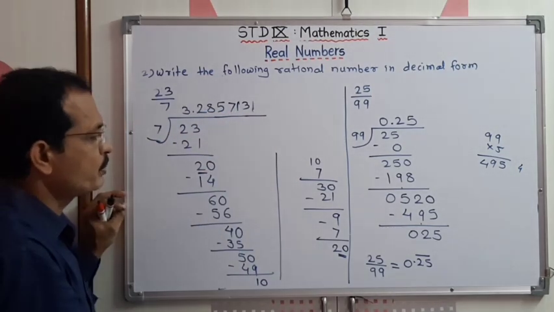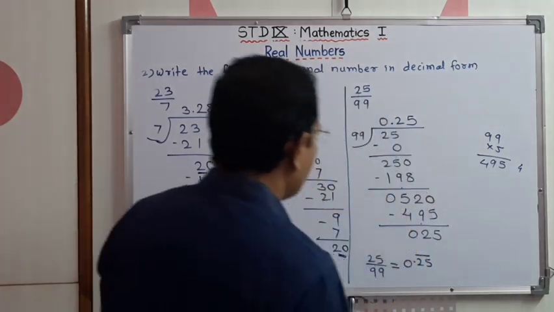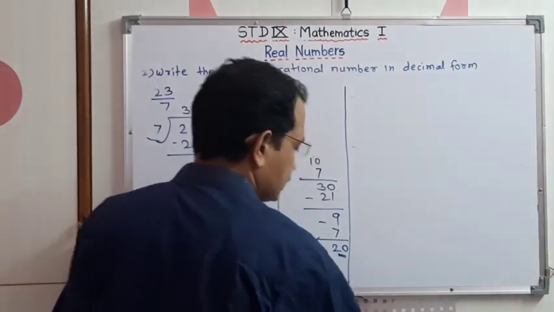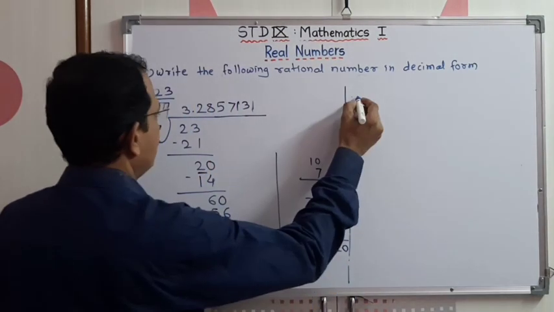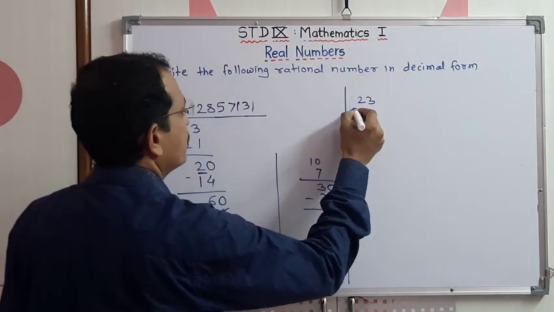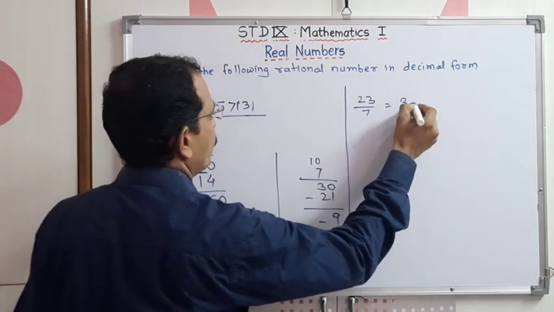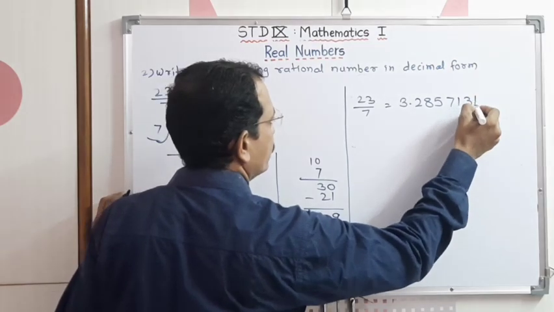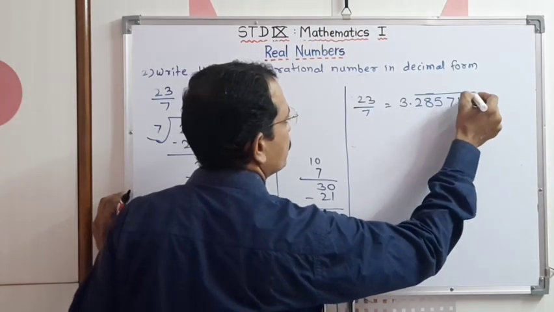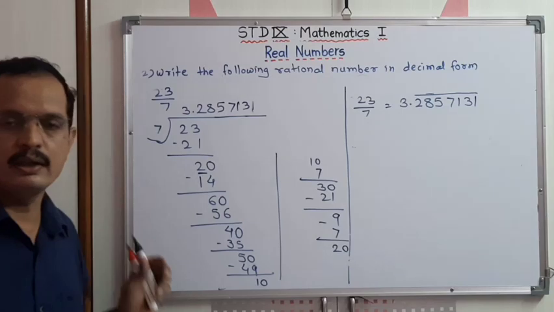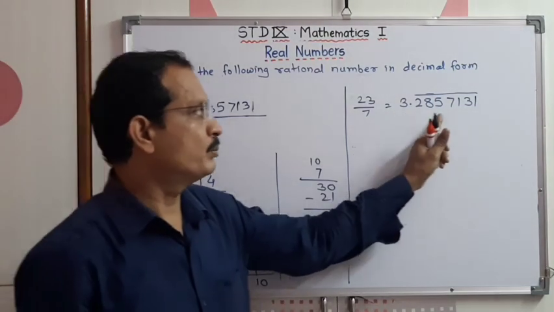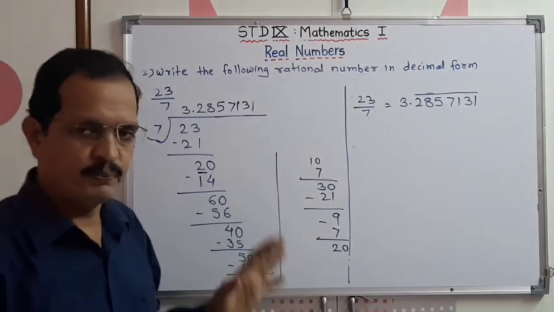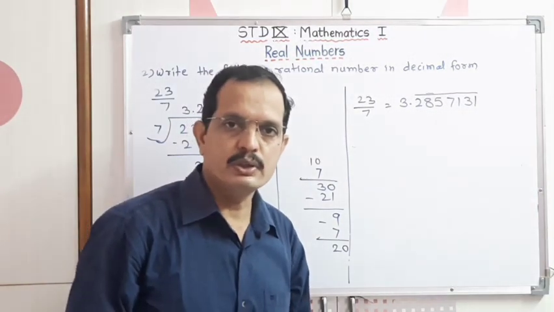That means this type of division is also a recurring type, and here recurring of a group of numbers takes place. Therefore the final answer we can write here: 23 upon 7 is equal to 3.2857131, and repetition of this number is there. Therefore we can write a horizontal line on this number, and this is the recurring type of decimal form. I think everyone understood this.